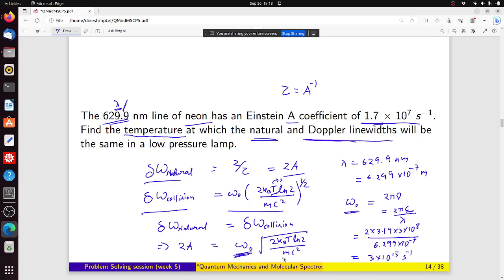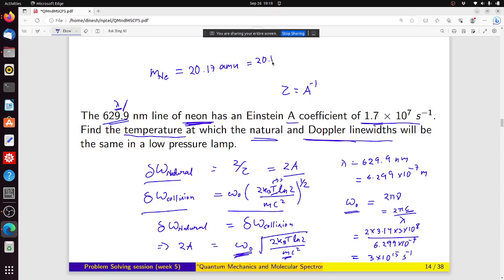What remains? This mass remains. Actually, what is given? We have been given neon. This is neon gas, so neon atom is given. So we need to calculate the mass of neon. You can check it from Google. You will find mass in terms of AMU. This is around 20.17 AMU. Now you have to convert it to kg.